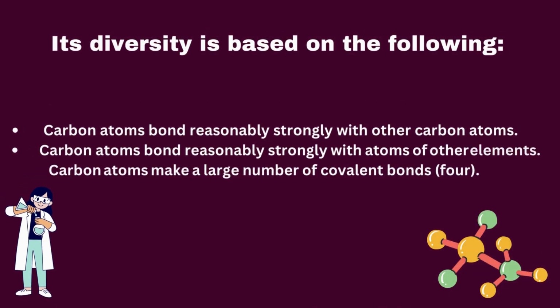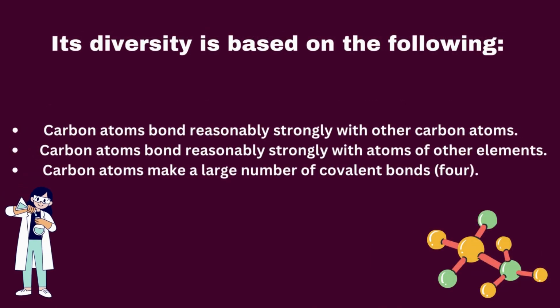Next, the carbon atom makes a large number of covalent bonds. Basically, the carbon's highest bonding tendency is 4, because 4 electrons are present in its outermost shell. So it can form a maximum of 4 bonds. It can also form 3 bonds or 2 bonds, depending upon its molecule's capacity.